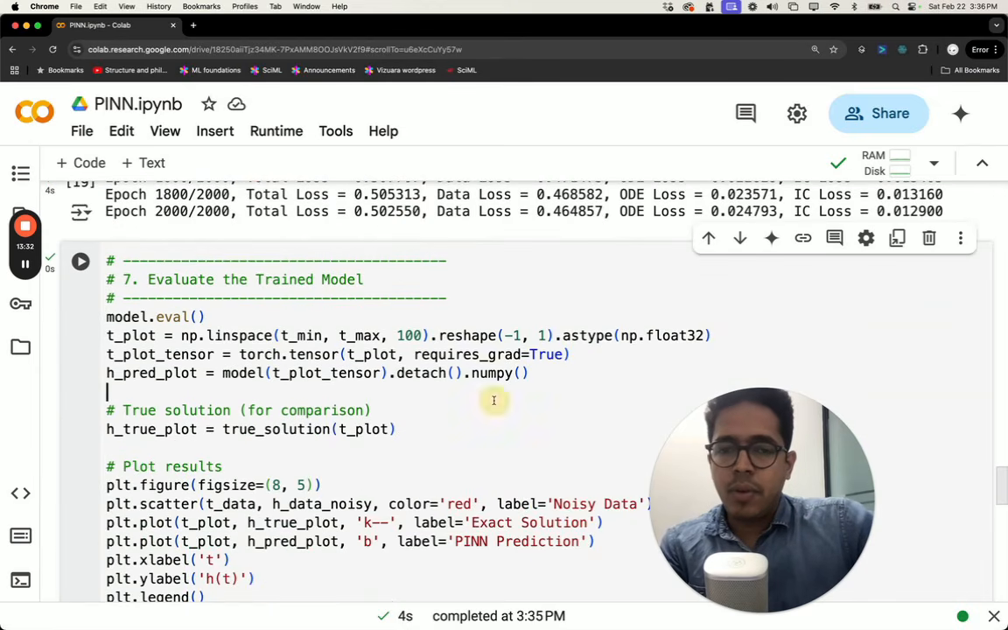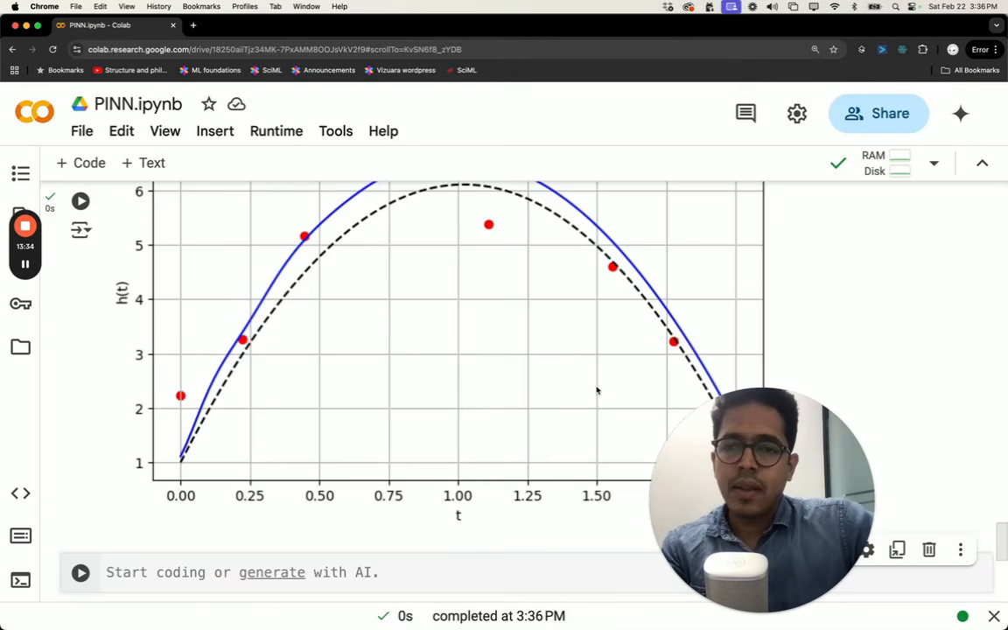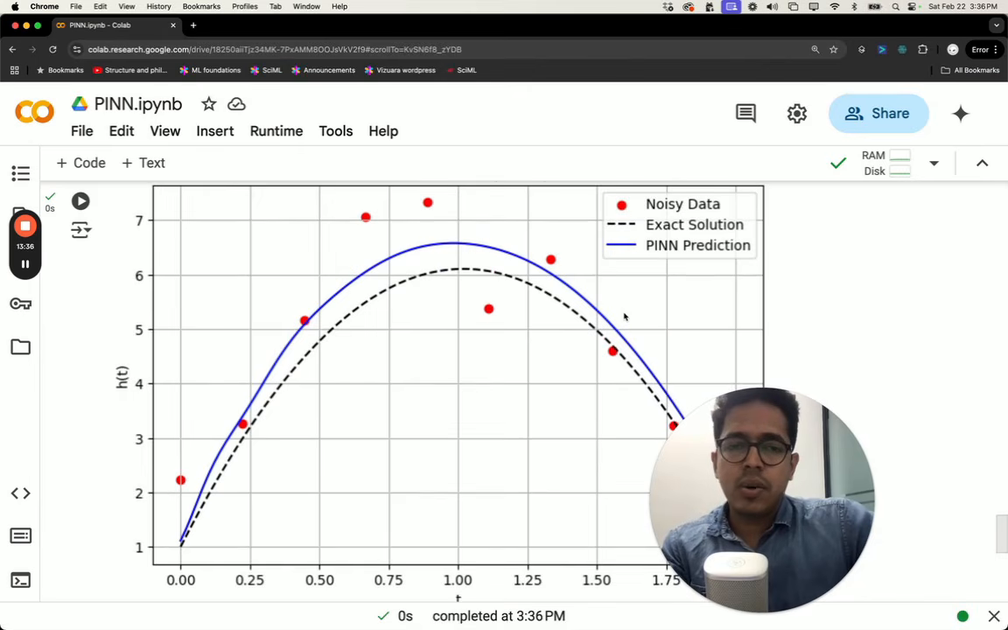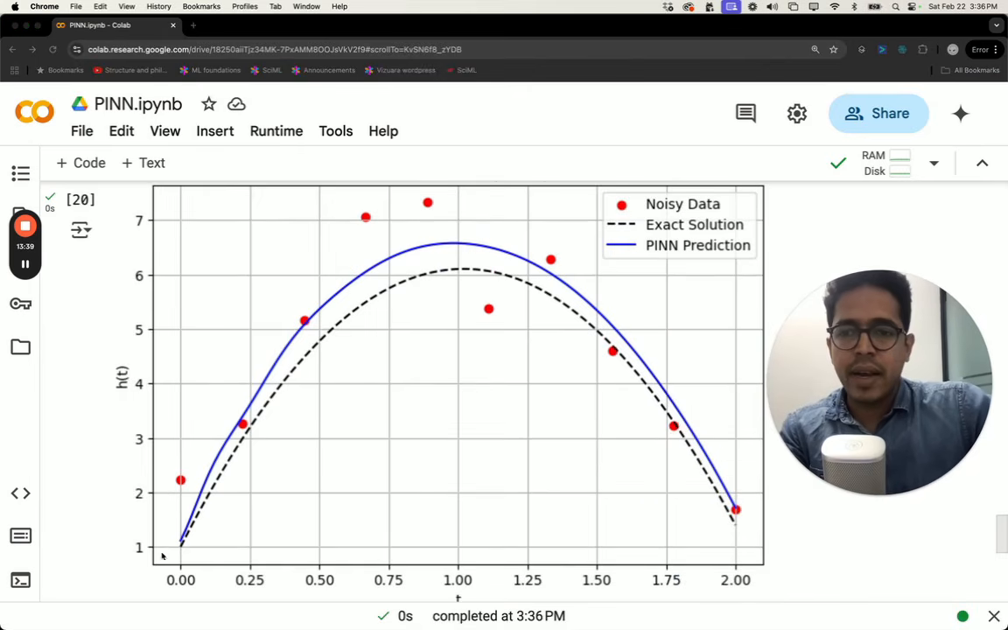And now if you plot, see, although your noise is very high, the dotted black line is the exact solution. S is equal to ut plus half at square plus the initial height. That is the exact solution. And exact initial condition, you knew that height was equal to 1 initially. And you can see that the initial condition is being satisfied. And it's like a parabola.